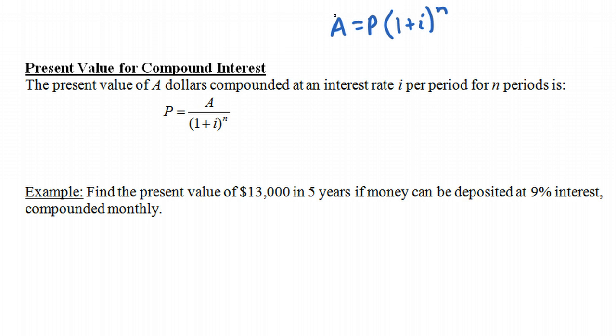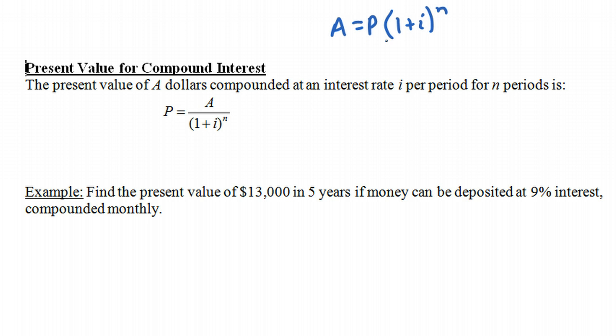Well, with present value problems, it's just the opposite. We know the amount that we have in the future, and we also know the interest rate and the number of compound periods, but we're trying to find the P. So basically, instead of knowing P and trying to find A, we know A and we're trying to find P. So we want to solve this for P.